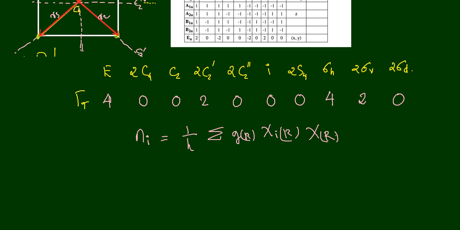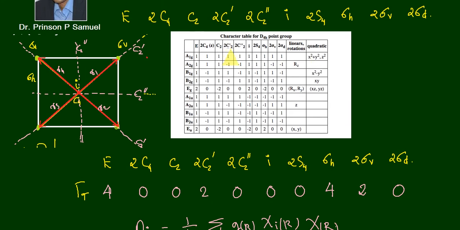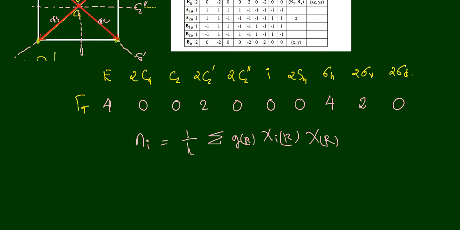In our case, the order of the group is already 16, and gr is the number of elements in a class represented by the operation r. Here you can see that C4 is an operation, and 2 times the number of elements appears here. There are two C4 operations, C4 and C4 cube. So the number of elements in this class is 2. If you are considering R as C4, then gr is equal to 2.